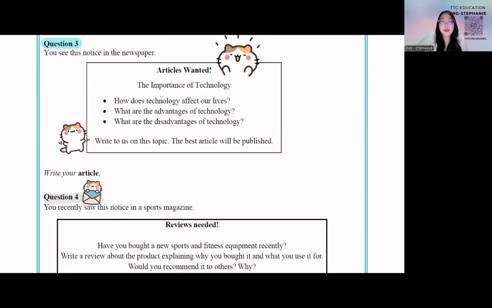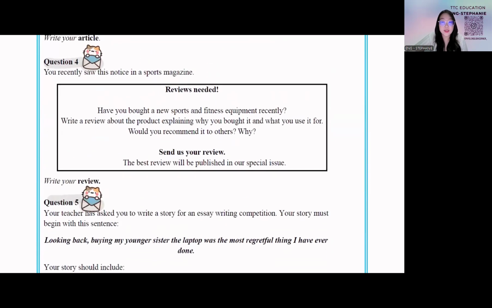Okay, the other questions that have been included in this police paper 2024 past year paper. One is a review. Have you bought a new sports and fitness equipment recently? Write a review about the product, explaining why you bought it, what you use it for, would you recommend it or not, and why? I think a review is relatively easier to write, because you can base it on your own personal experience and just write. And you have to always constantly remember that you just have to do a recommendation, like, oh, this is very good because of this, okay, like that.